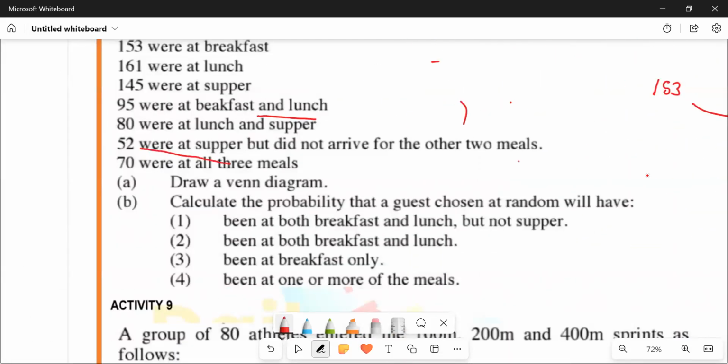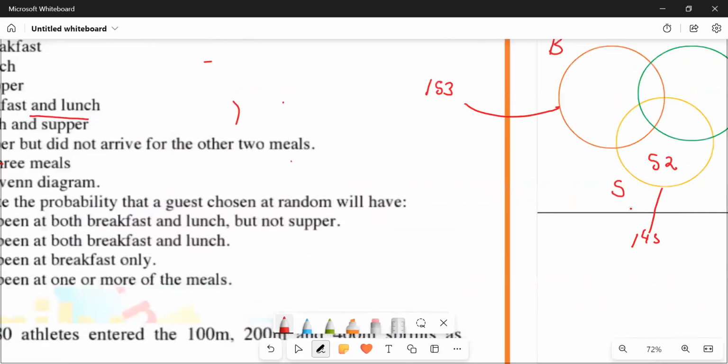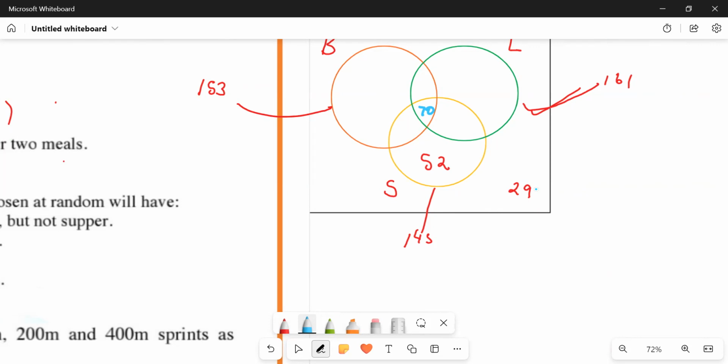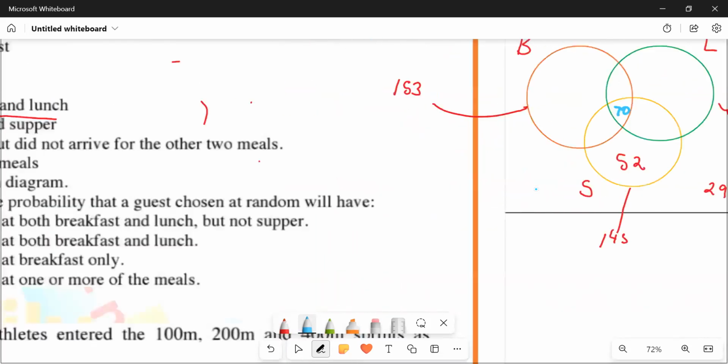And then they say 70 were at all 3 meals. That's where we are going to start. So let's start in the middle. How many of them ate all? It's 70. So we put 70 here. And after that, we can go to the different ends.